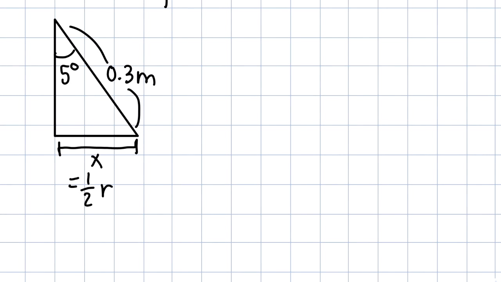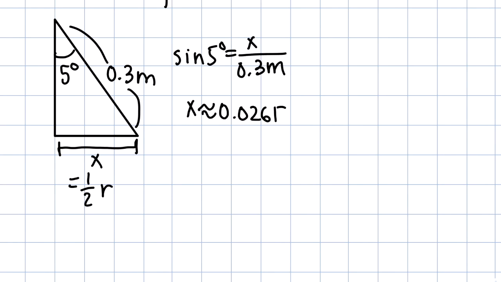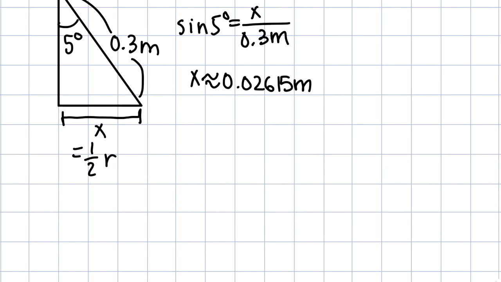So in order to solve for x, we can say that sine 5 degrees is equal to x over 0.3 meters. And when we solve for x, we're going to get that x is approximately 0.02615 meters. And that means that r is approximately 0.05229 meters because r is 2x.